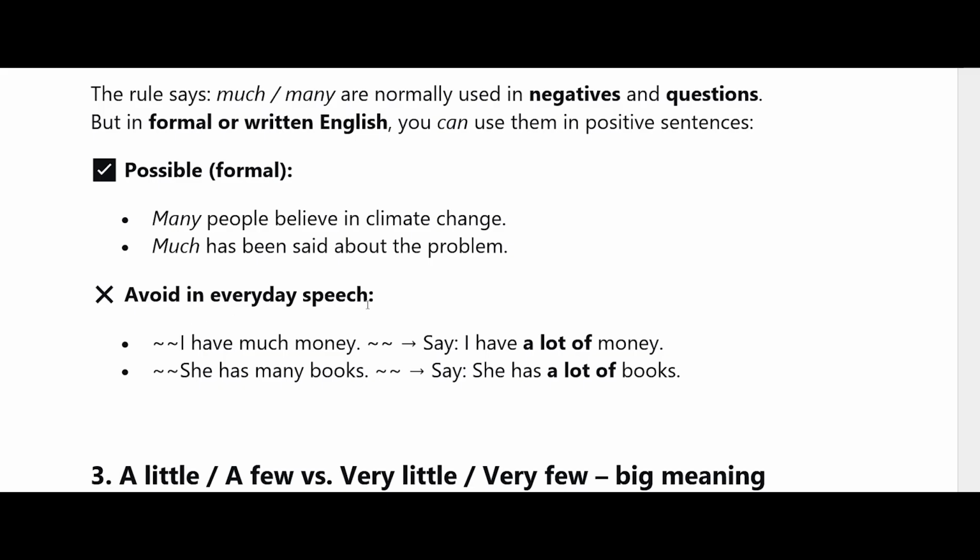Avoid in everyday speech. You know, instead of I have much money, say I have a lot of money. She has many books, say she has a lot of books. So actually, a lot of is just preferable in positive sentences.